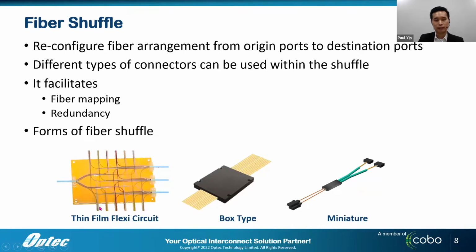to facilitate different bits in the midboard or in the faceplate, even on the external light source. These are other kinds of fiber shuffles on top of our flexi circuit. We can also use a box to hold all these fibers, or minimize the fiber count to put them inside a miniature. So it's a pretty flexible solution.